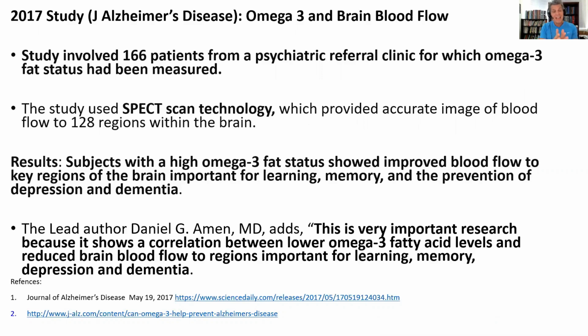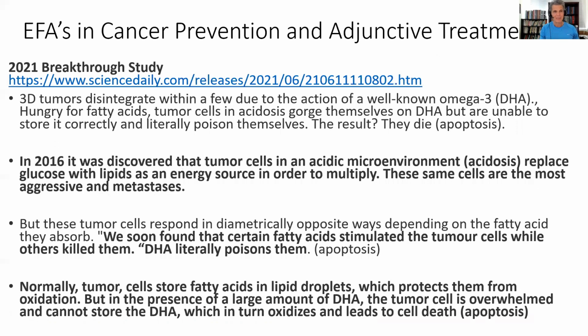You also see that SPECT scan studies show that the omega-3 fat groups, the ones with higher omega-3 fat status, have better blood flow to 128 different regions in their brain, because prostaglandin series 3 causes vasodilation, including cerebral vessels, to get more blood flow. And with more blood flow, learning, memory, and the prevention of depression and dementia is significantly affected in a positive way. So, again, this is just one more factor, the vasodilation effect of the omega-3 fats via prostaglandin synthesis.